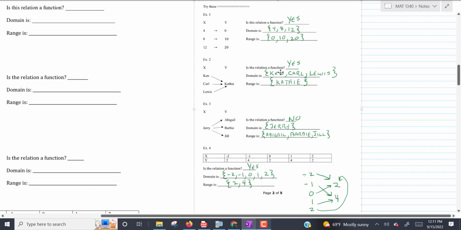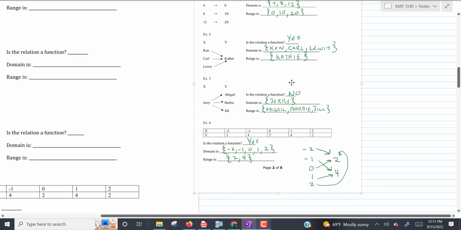And then the domain is Ken, Carl, and Lewis, and the range is Kathy. Okay. Now, example 3, I like to teach it this way. I think it's kind of funny. You might not think it's funny, but Jerry's a bad boy. He's got a crush on 3 girls, so that's not a function.